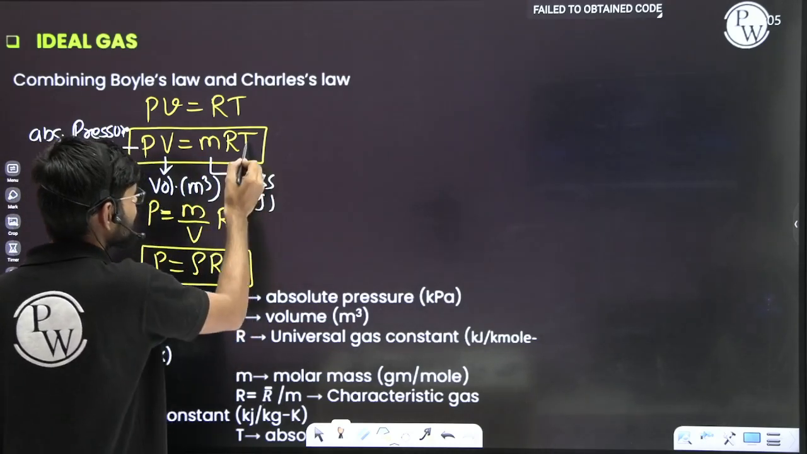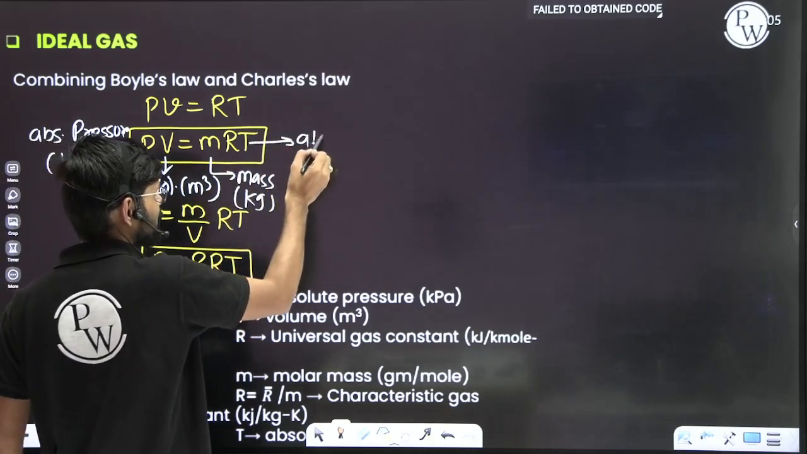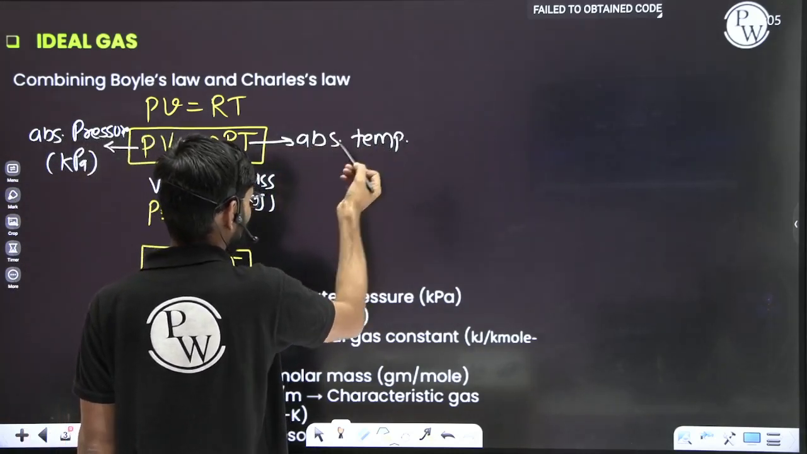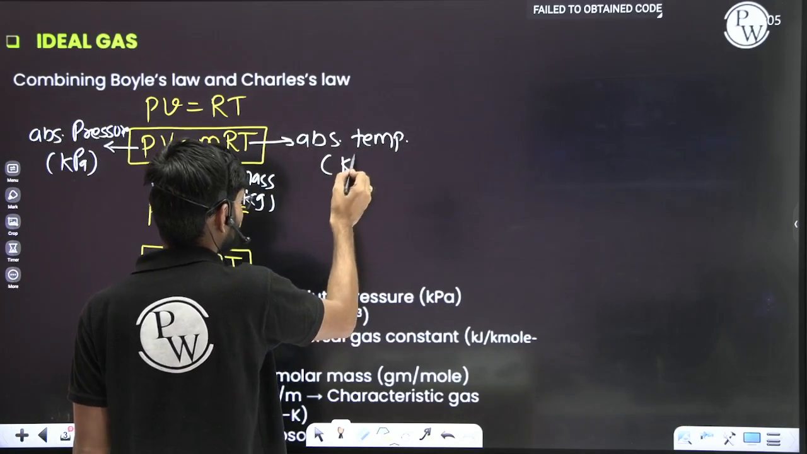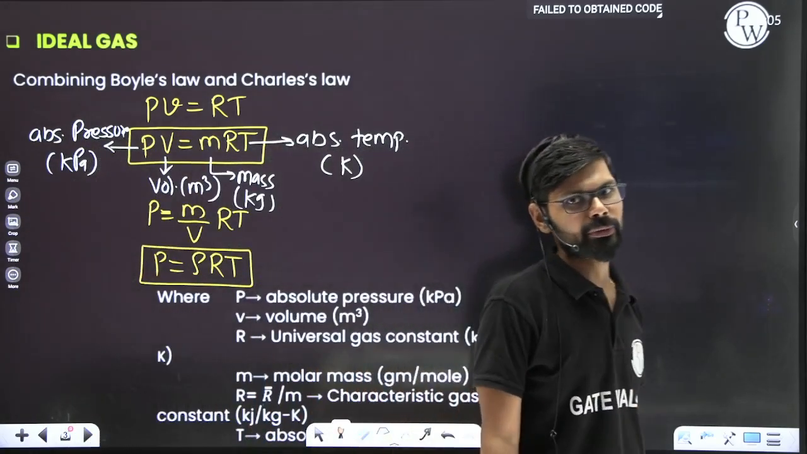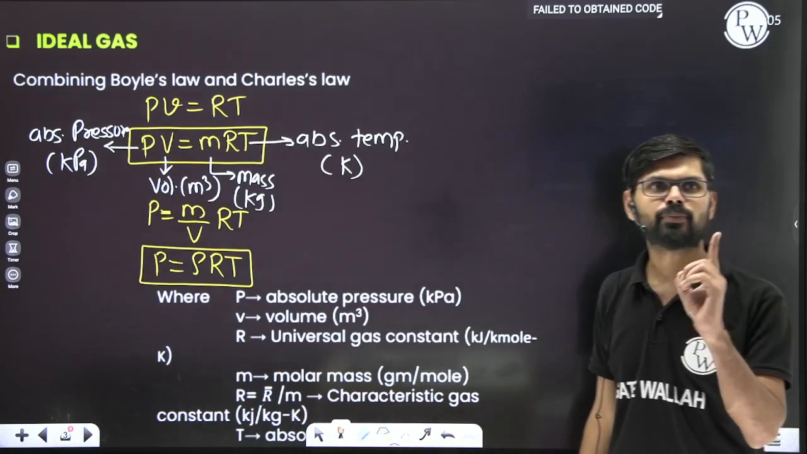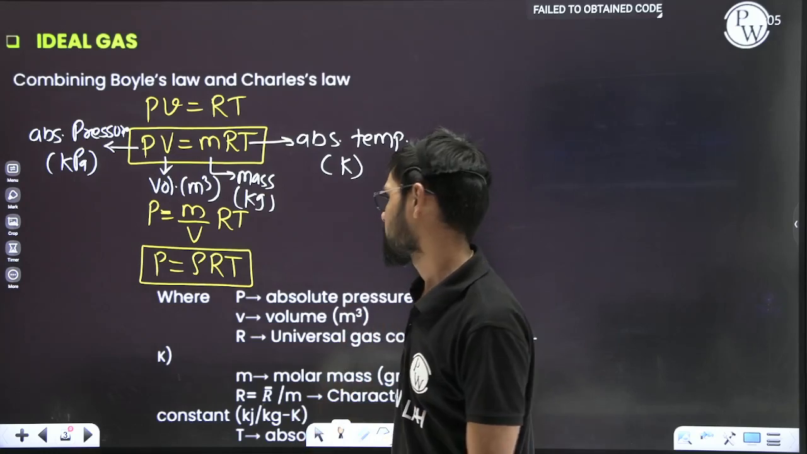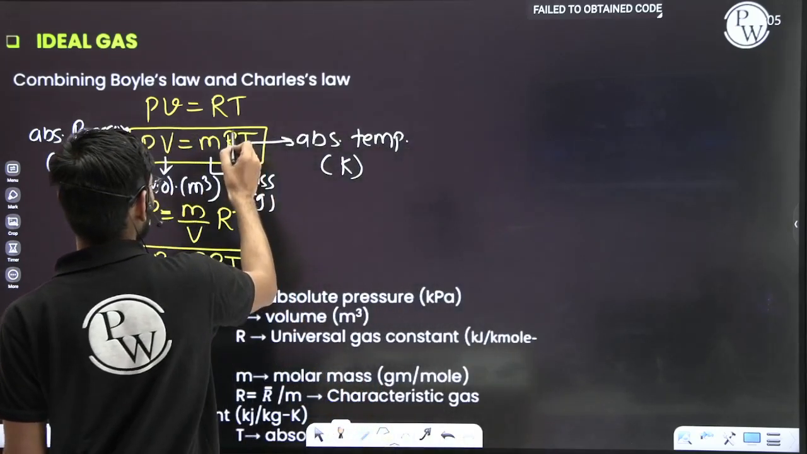And T, what is T here? T is again absolute temperature. Never ever put the value of temperature in degree centigrade or Rankine or anything else. Always you have to put the value in Kelvin, because there are a number of temperature scales, but only one absolute scale, that is the Kelvin scale basically.